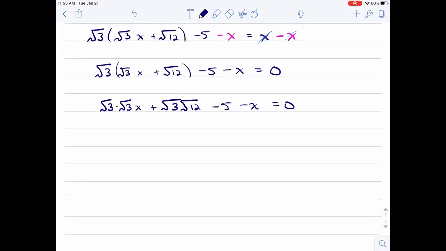So now I can start simplifying and I can say that's the same as 3 times x plus root a times root b. We can rewrite that as root ab. That's a rule, because we're multiplying and dividing only, where we can squish together or separate the square root. And so this is going to be the same as 3 times 12 square rooted. And then minus 5 minus x equals 0.